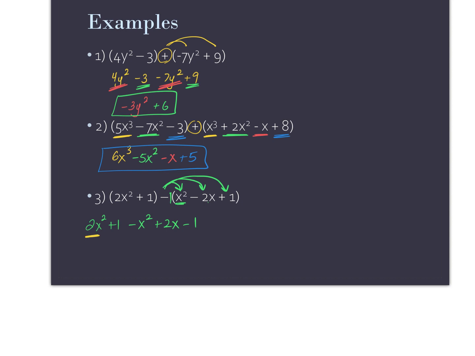So 2x squared and minus 1x squared is a positive 1x squared. Then I have positive 2x here, no other x's, so positive 2x. And then I have plus 1 and minus 1, which end up canceling out. And so this is my final answer. So the minuses are where I think you have to be very, very careful.